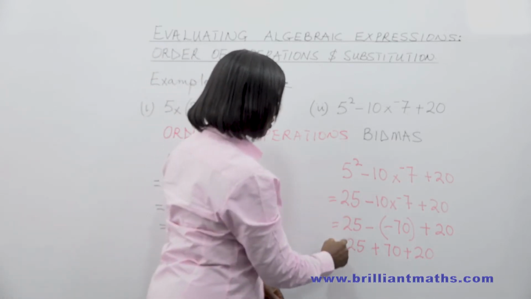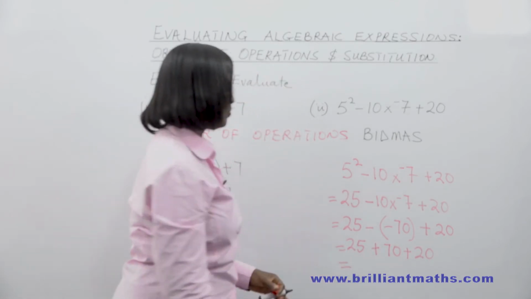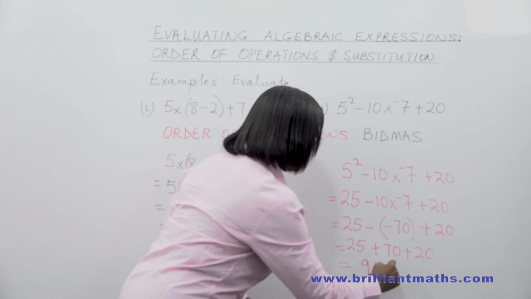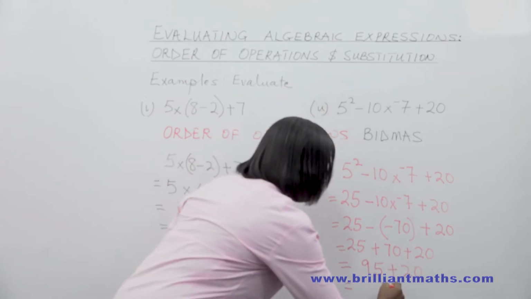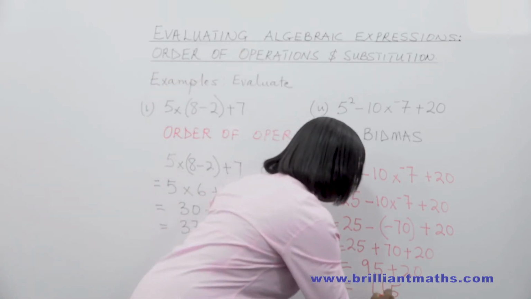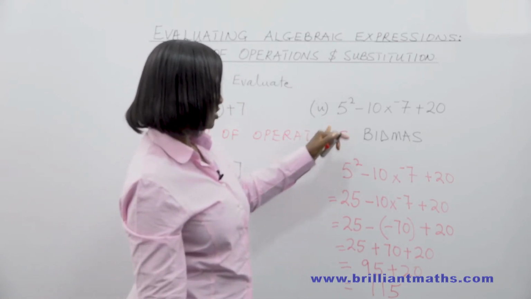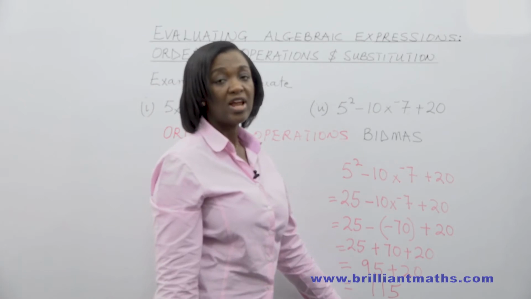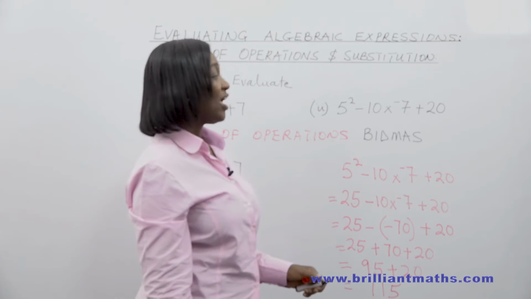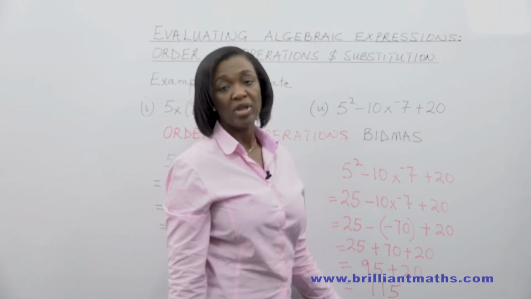25 plus 70 is equal to 95. And 95 plus 20 is 115. So if you evaluate this, the answer will be 115 if you do it in the correct order. If your order is incorrect, your solution will be incorrect.